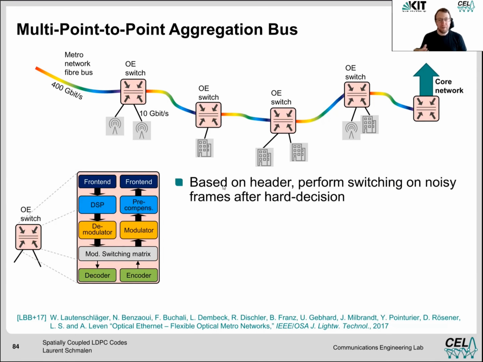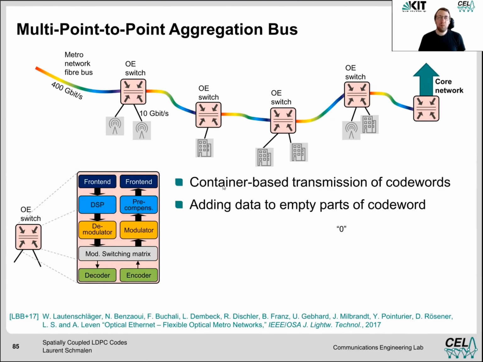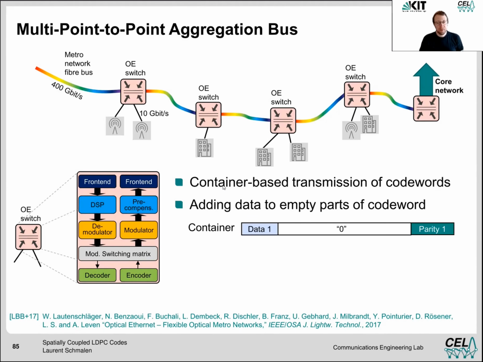And we have a header, and the header, which is strongly protected, allows us to do the switching decisions. So it's kind of like a decision and forward relay that we do here. And what we do is a container-based transmission of our code words, and we add the data to empty parts of the code word. So that's shown here. We have a data container that contains a certain amount of data.